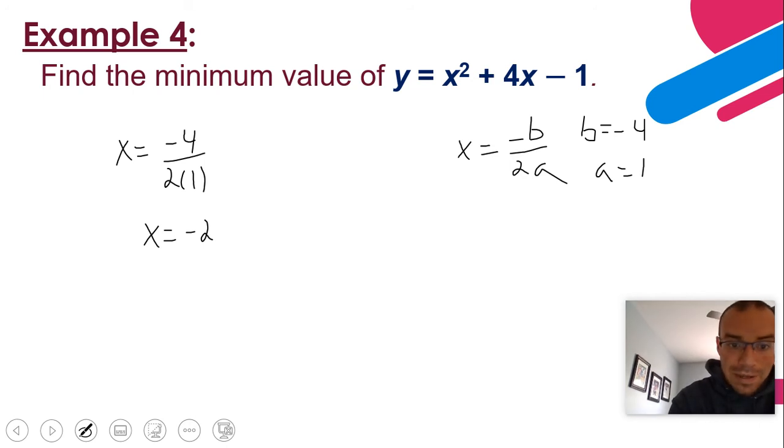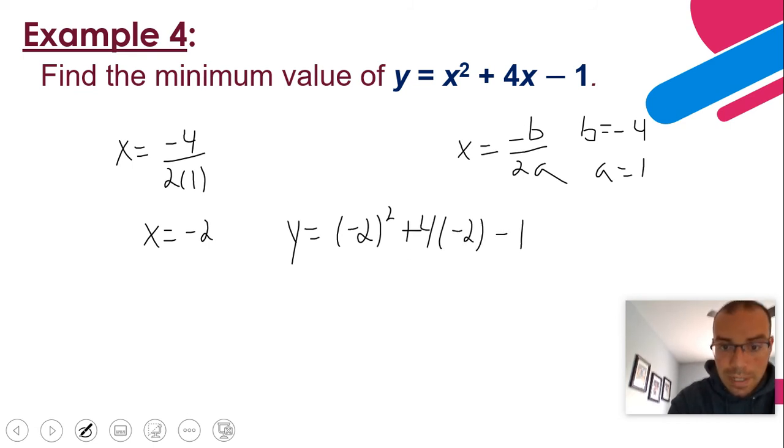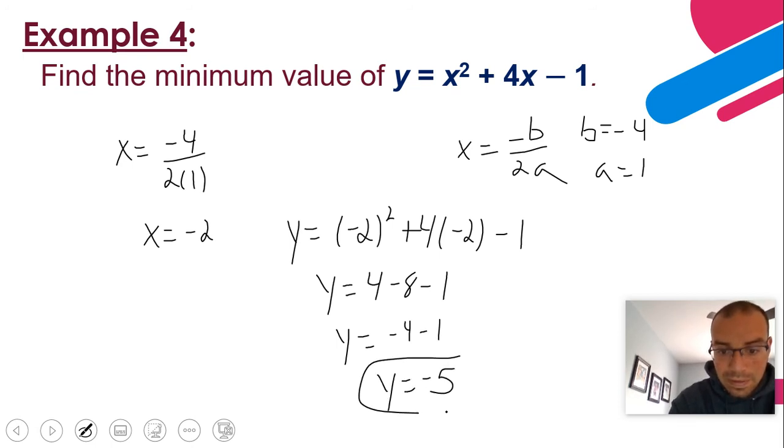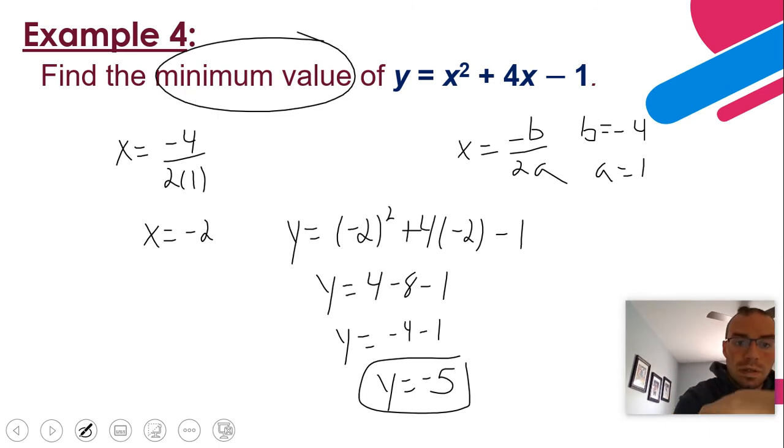Now, I want to find the y value there. So y equals negative 2 squared plus 4 times negative 2 minus 1. Y is equal to 4 minus 8 minus 1. Y is equal to negative 4 minus 1. Y is equal to negative 5. So just a refresher on how to find the minimum value there. Remember, the minimum value is the y value of your vertex.